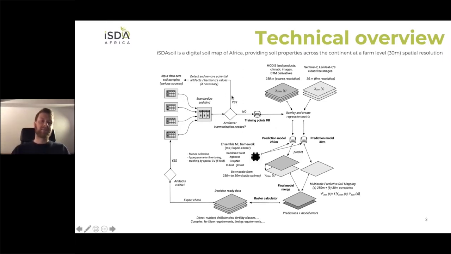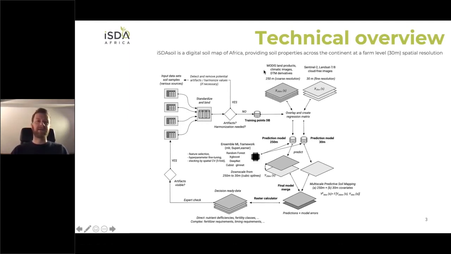Once we've cleaned up all that data, and we sometimes did this iteratively to improve the data, we loaded it into a training points database. We've then overlaid it with our covariates. These covariates are really important because they're what we use to predict our soil properties on a consistent geospatial basis. So we have 250-meter resolution covariates, so a number of different satellite products.